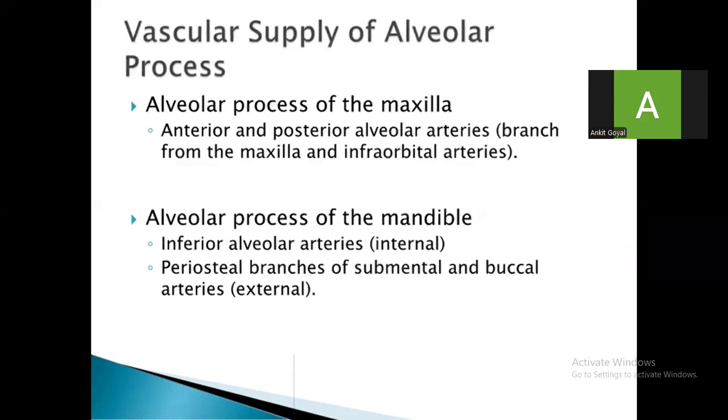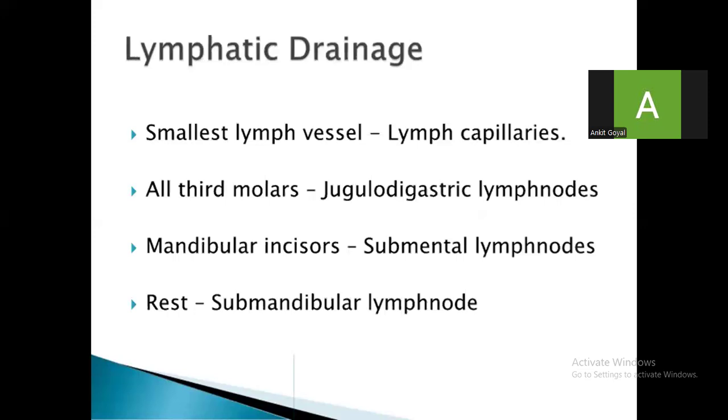The vascular supply of the alveolar process of the maxilla is by anterior and posterior alveolar arteries, and the alveolar process of the mandible is supplied by inferior alveolar arteries internally and periosteal branches of submental and buccal arteries externally. For lymphatic drainage, the smallest lymph vessels drain into lymph capillaries. All third molars drain into jugulo-digastric lymph nodes, the mandibular incisors into submental lymph nodes, and the rest into submandibular lymph nodes.